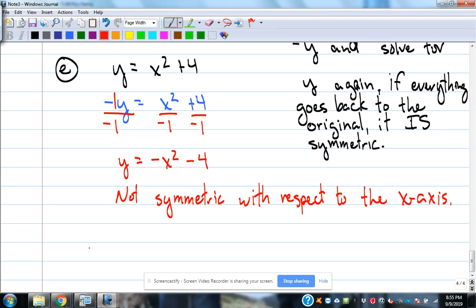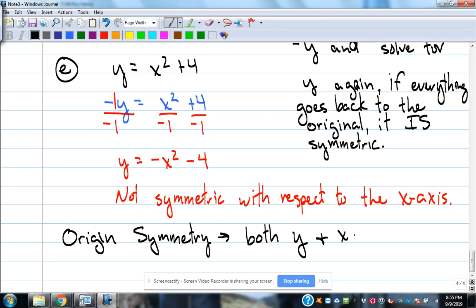Once you've done those tests, the origin symmetry is both y and x axis. If you have y-axis symmetry and you have x-axis symmetry, you have origin symmetry. You've got to have both to get the origin. All right, so know the test for those, okay?